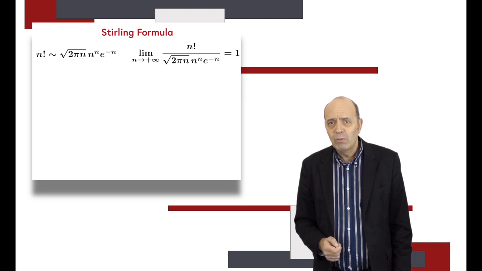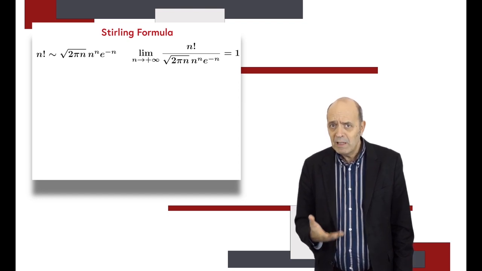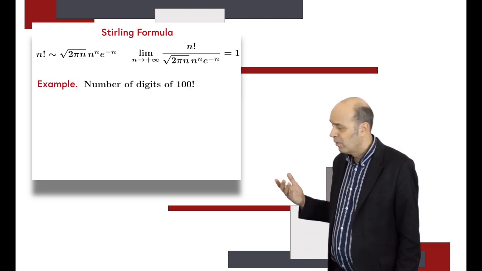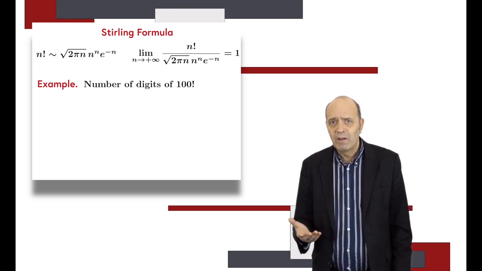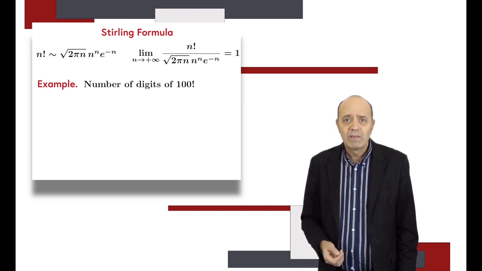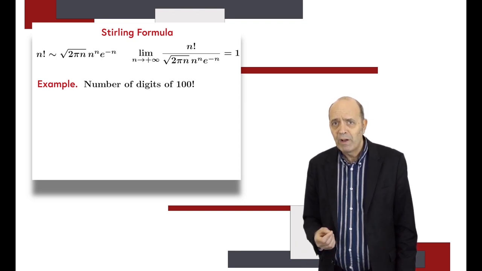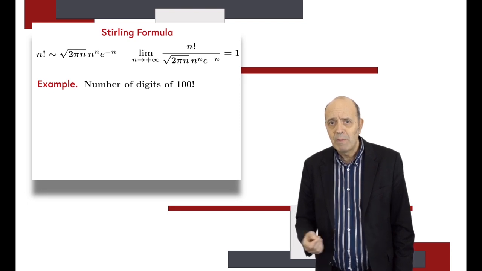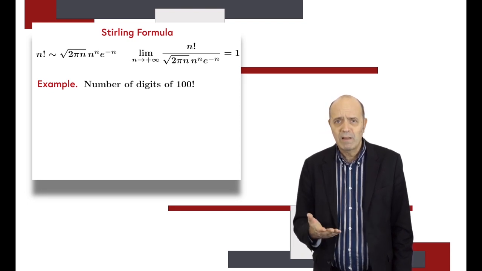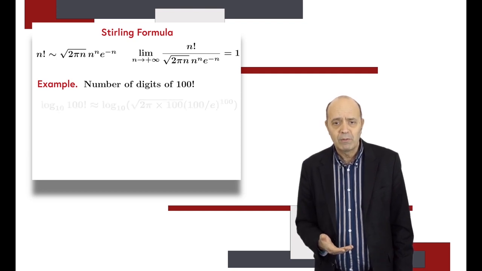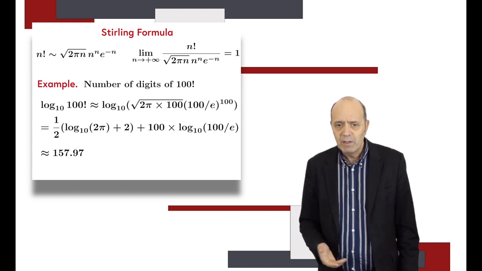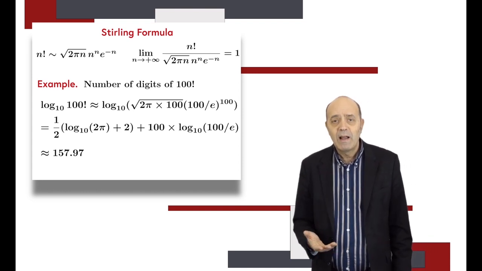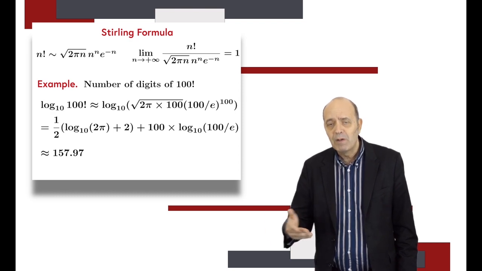So as an application, we can approximate the number of digits of the factorial of 100. Well, you know, the number of digits of a number equals the floor of the logarithm in the base 10 of the number plus 1. So let us approximate the logarithm of the factorial of 100. Well, if we apply the rules of the logarithm, we get something like 157 point something.